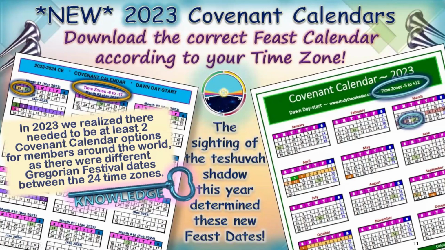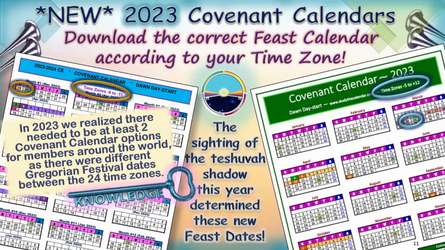So in 2023, we realized that there needed to be at least 2 covenant calendar options for members around the world, as there were different Gregorian festival dates between the 24 time zones. And that was a key. That was a key that was given to us to wake us up that there was something going on, and we really appreciate the work of Nathaniel in recognizing something there.